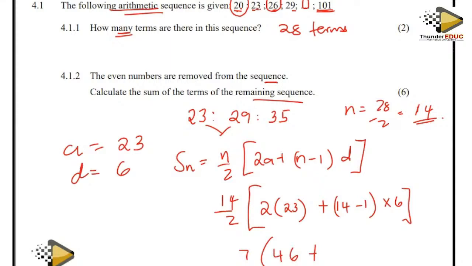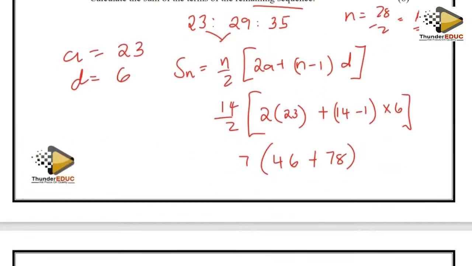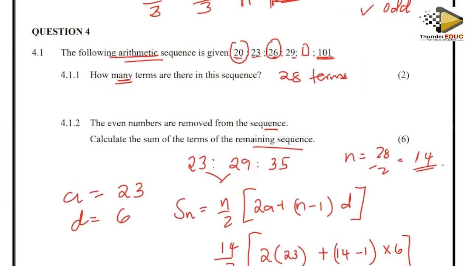is it 78? That's what I'm seeing. Okay, that is 78. Then you can just do this directly. So 46 plus 78 gives me, I think, 124. Then 124 times 7. Then I'll have my final answer as 868. So that is the sum of the remaining terms. Okay.